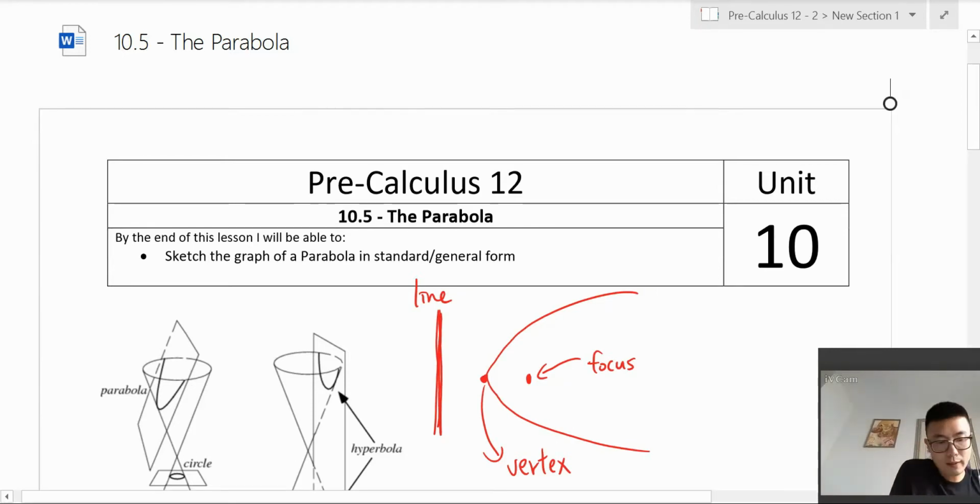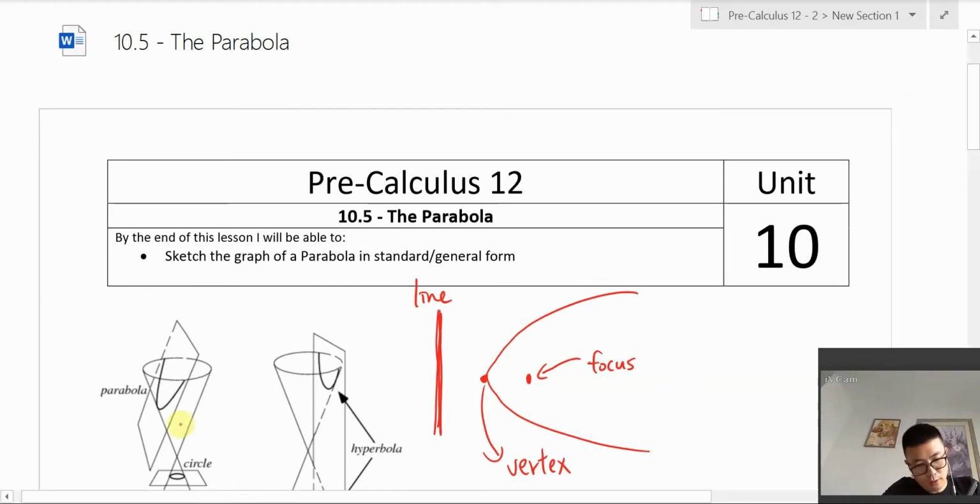All right, welcome back. We are moving on to 10.5, and we're going to be looking at the parabola. And you might think, well, I thought we looked at it in Pre-Calc 11. Yes, you did. We will look at the parabola from a different kind of perspective, I suppose. So a little different, but very, very much the same. Okay. All right, so here we go.